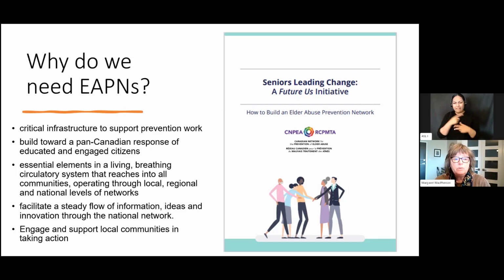I see these prevention networks as essential elements in a living, breathing circulatory system that reaches into all communities at all levels, right? This is a way for clusters of people who are doing this work already across the country to not be so isolated in the work, but to be part of larger networks that connect us all together in achieving those common goals. Because ideally, what networks can do is facilitate a flow of information, ideas, and innovation throughout the network, supporting each other, reducing the isolation that people in social change work often feel, and engaging and supporting local communities in taking action. Because as you probably all know, the real work happens in communities, between people.